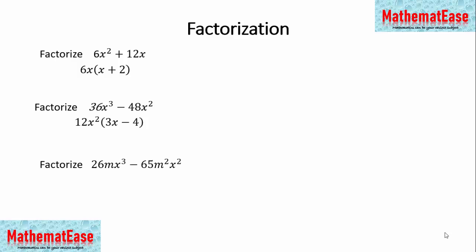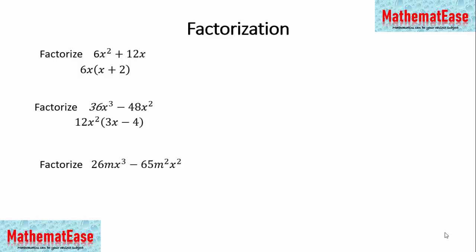This is another one. In this one, when you look at the first one, second, we have 26mx cubed, then minus 65m squared x squared. When you look at 26 and 65, what can go? The highest factor that can go in 26 and 65 is 13. So I put 13 aside. Then m in the first one, m squared. M can go in the first one behind 26 and m can also go in m squared. So I pick m as well. In the third one, x squared can go in x cubed. X cubed means I have x times x times x, and x squared, x times x, can go in x cubed, and x squared can also go in x squared. So I pick x squared.